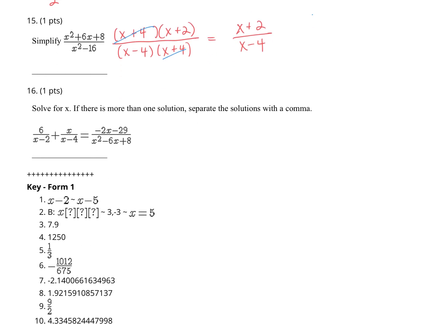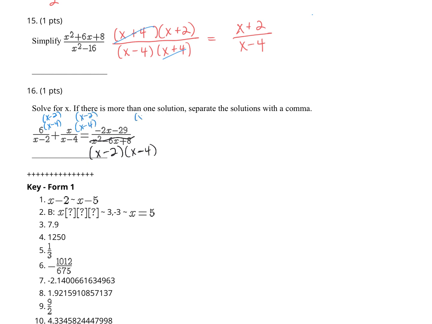All right, our final question on this practice test. Solve for x. If there's more than one solution, separate the solutions with a comma. So here, this is similar to one we did earlier. We'll go ahead and work through this one as well. We want to factor the last denominator. It almost always factors in our class into the other factors on the other side, and that's the case here. It factors into x minus 2, x minus 4. Once you find that, you're multiplying all the pieces by that. So you're multiplying each fraction by x minus 2, x minus 4.